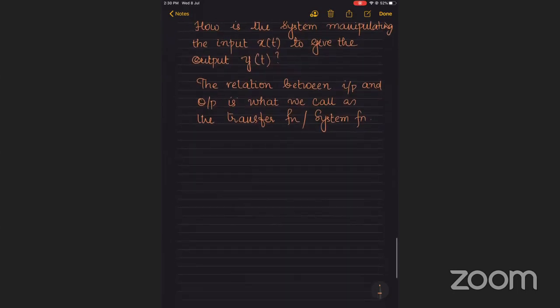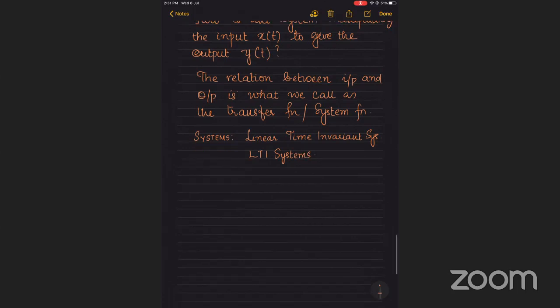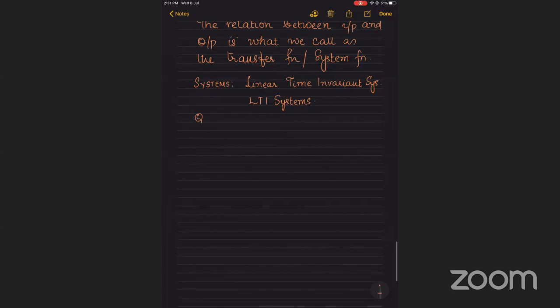So what we are going to do is look at a very specific class of systems, which we call linear and time invariant systems. We'll call it linear time invariant systems. In short, these are called LTI systems. Is that okay? Now, question. What are these LTI systems? What do we mean by LTI systems?